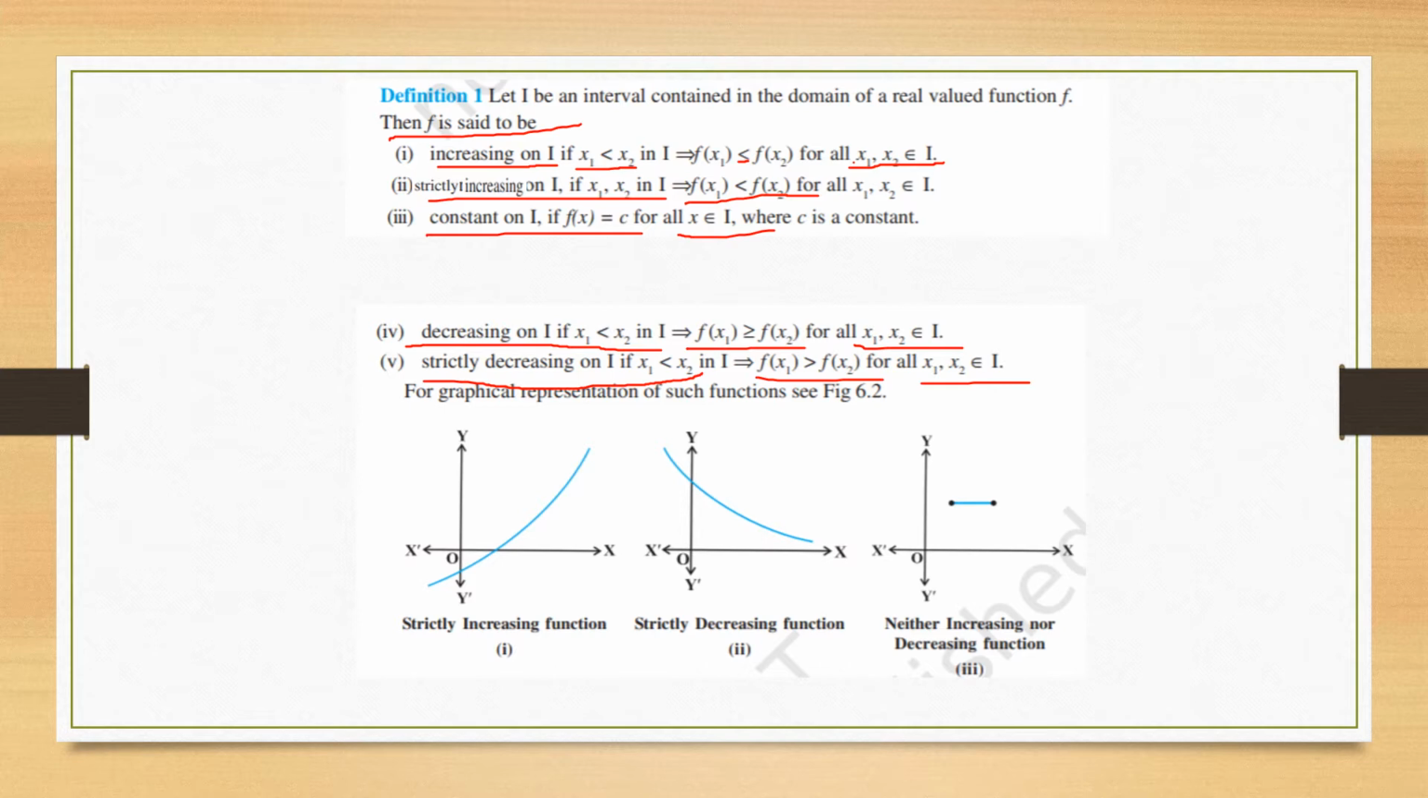See from here, this is the graph of a strictly increasing function. At a smaller point the value is less, and as we keep moving to greater points, the function attains greater values. And here, at a smaller point, say 1, the function has a greater value, and at a larger point, say 5, it has a lesser value. So in this case the function is decreasing. And this is the case of neither increasing nor decreasing, or we can see the graph of a constant function. It is neither increasing nor decreasing.